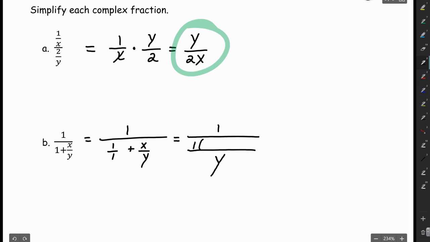We have a 1 placeholder plus an x placeholder. Okay, we're going to do the same process. If we compare the 1 to this, what's extra? A y.